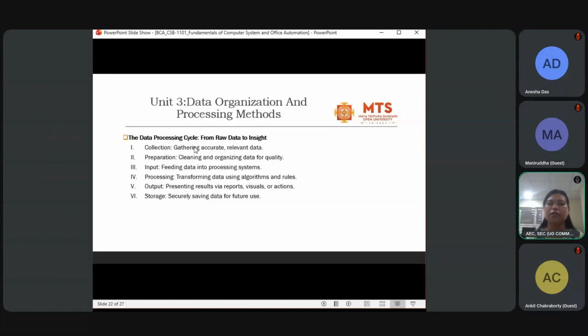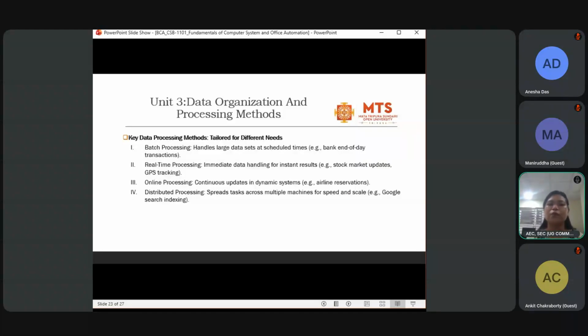So collection is gathering. Preparation is cleaning and organizing the data for quality. Input is feeding data into the processing system. Processing is transforming data using algorithms and rules, like in Excel files. Output is presenting results as reports, graphs, or action. And storage is securely saving data for future use.